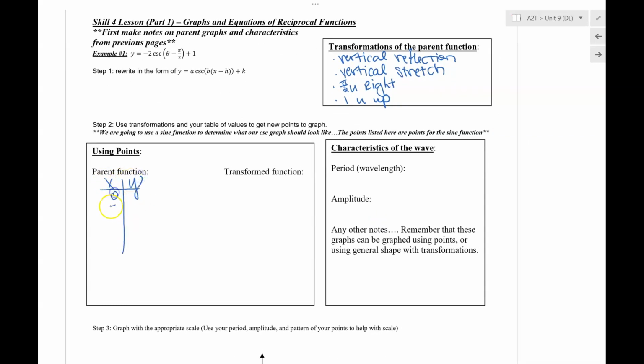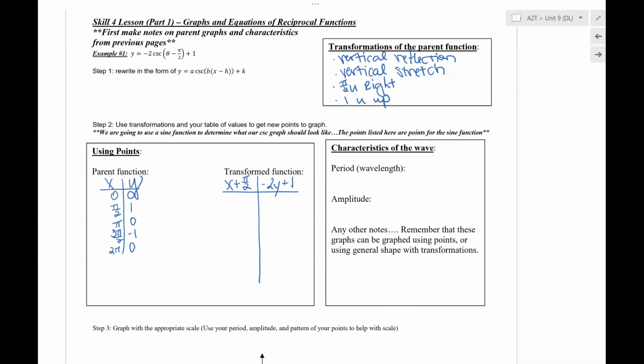So I go 0, pi over 2, pi, 3 pi over 2, and then 2 pi. At 0, sine is 0, 1, 0, -1, and 0. Okay, again, we're sketching the sine function. Wherever it intersects the midline is where our asymptotes occur. Okay, so that means I'm going to have x plus pi over 2, and then -2y plus 1.